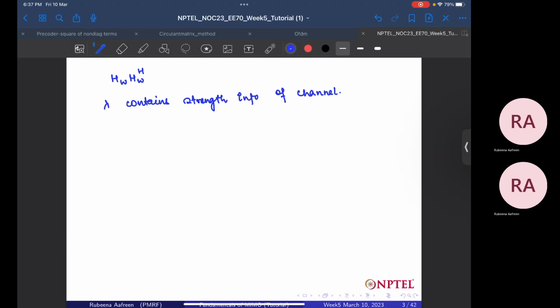Okay, so the lambda term, since each term of HW is Rayleigh distributed, so each term of HW Hermitian, I mean the diagonal terms, that would be exponentially distributed, right? So we have lambda m is exponentially distributed, and since this is exponentially distributed, sigma m we will have as Rayleigh distributed.